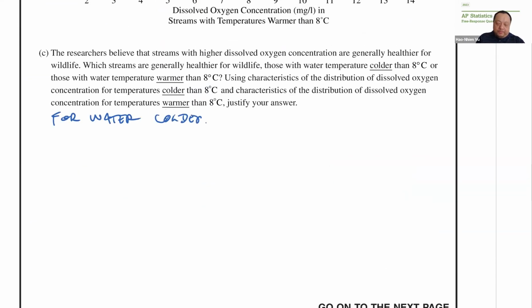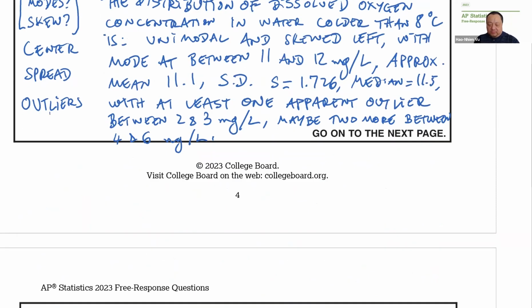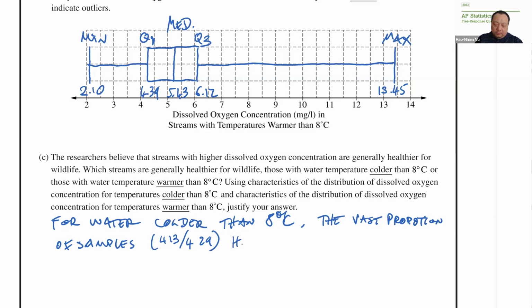For water colder than 8 degrees C, vast proportion of the samples, and I can just add them up and I see that it's 429, whereas below 7 is just 16. So 429 minus 16 is 413. Have more than 7 mg per liter oxygen.